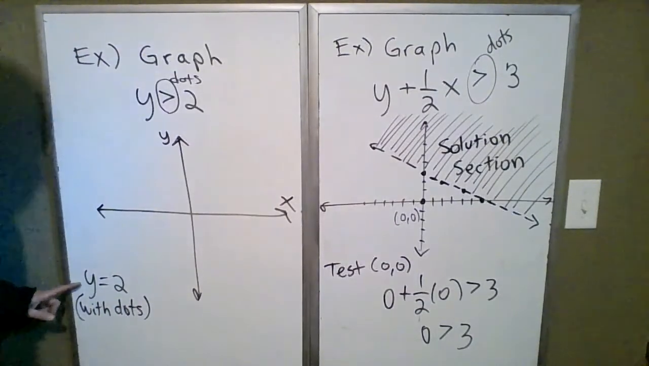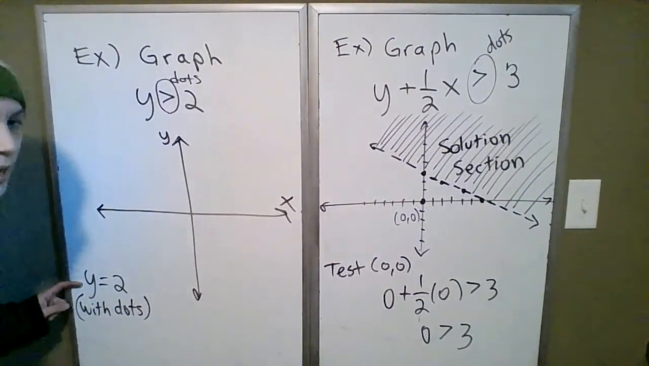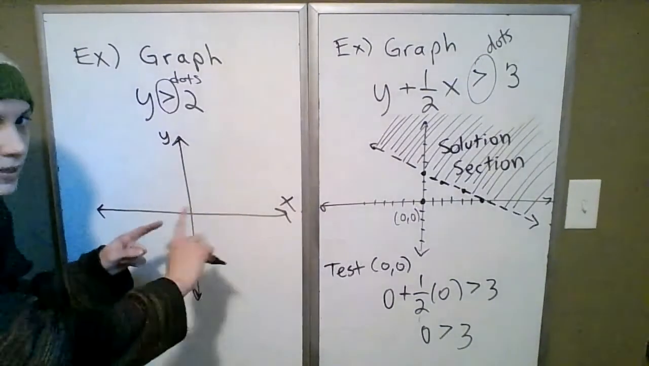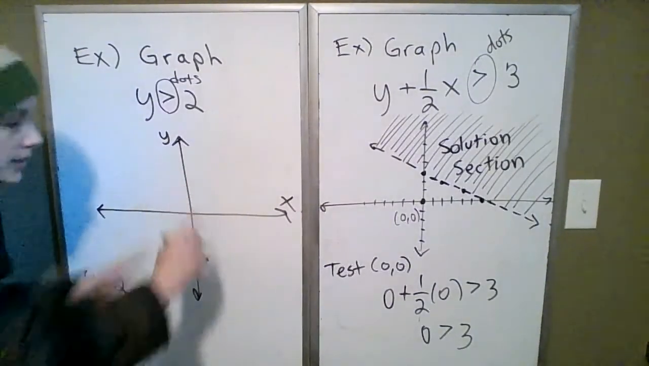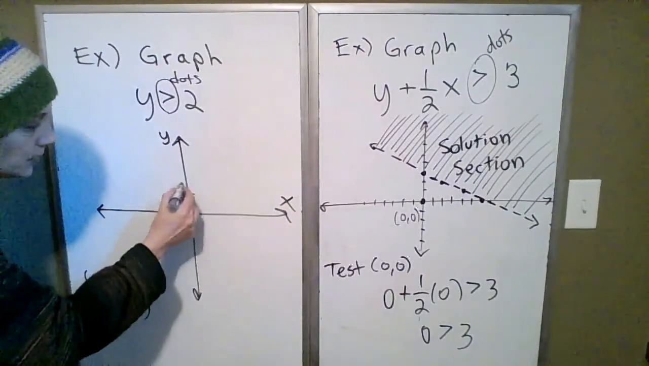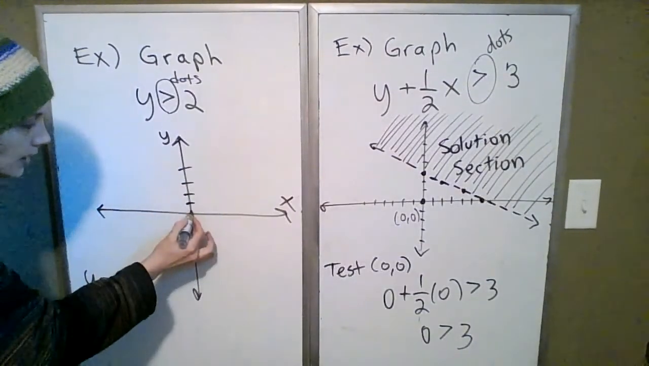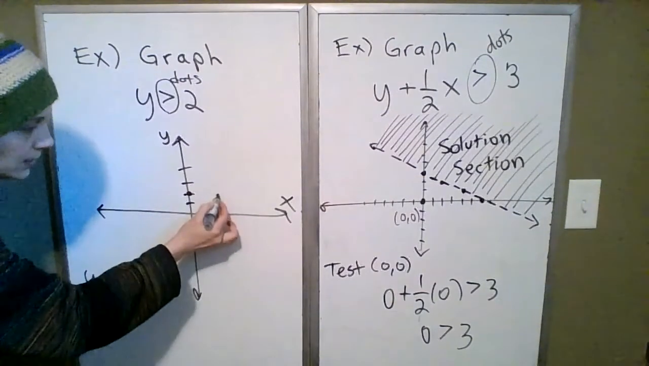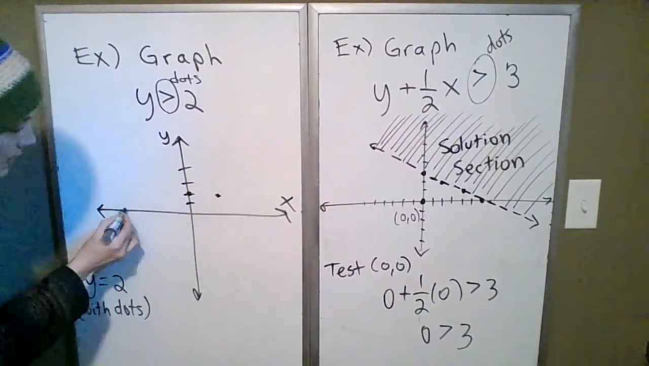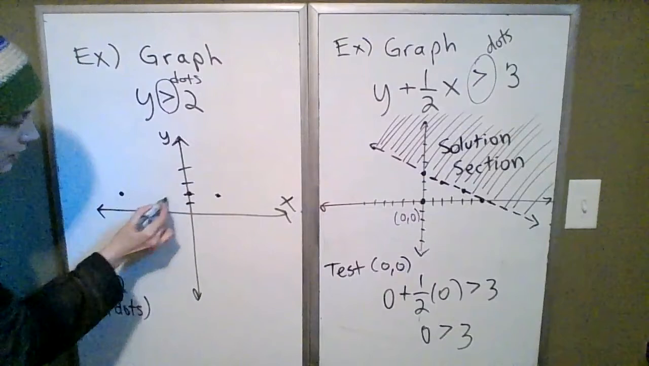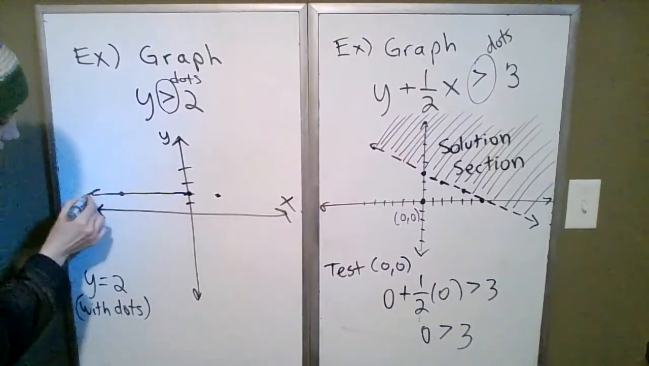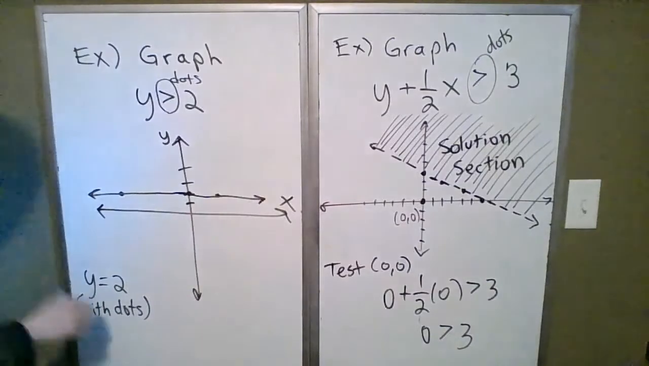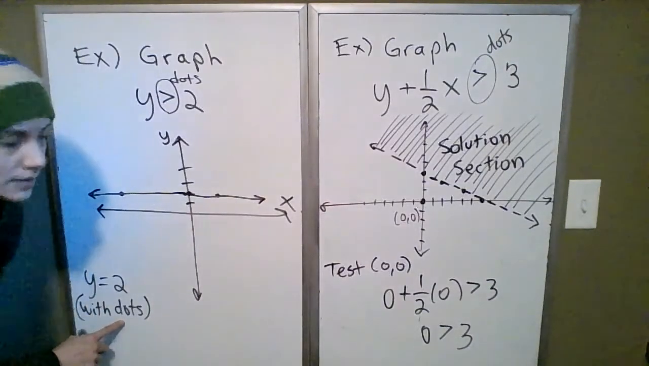Okay, so this line has no x value, so x can be any number. X can be positive or negative, but y has to be equal to 2. So I have to go with points that look like 0, 2, or you can have 5, 2, or negative 10, 2. Just as long as y is always equal to 2, and x is any other number. Oh, and then they're supposed to be with dots.